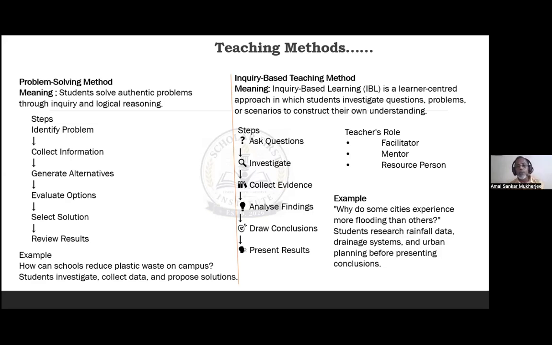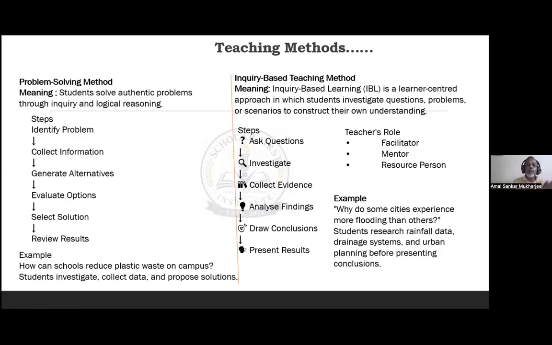Next, we come to the inquiry-based teaching method. The inquiry-based teaching method, in short, can also be called IBL. It is totally a learner-centered approach in which students investigate questions, problems, or scenarios to construct their own understanding.